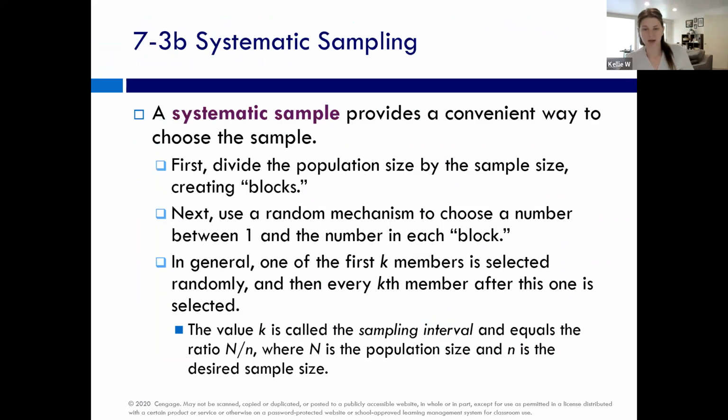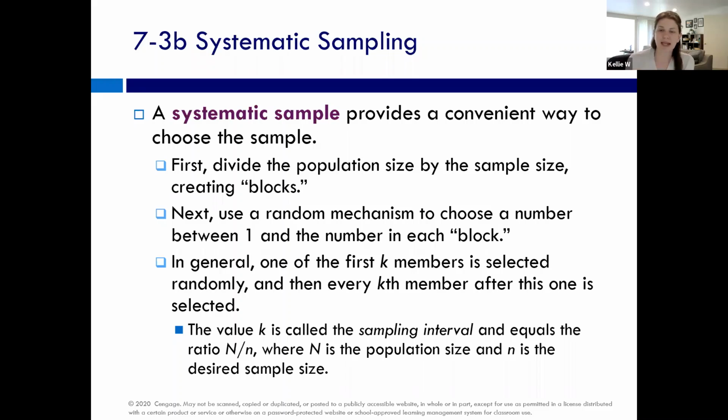Okay, so let's talk about some other sampling methods then. Another option we have is systematic sampling. In this sampling methodology, we divide the population size by the sample size to create blocks. So if we had a population size of 10 and our sample size was 2, we'd have 5 blocks of 2. That's not a great example. Let's say we have 100 and we're doing sample sizes of 10. We'd have 10 blocks of 10.